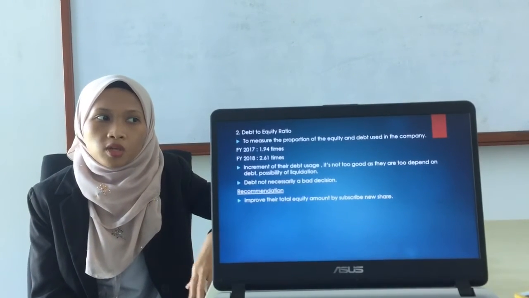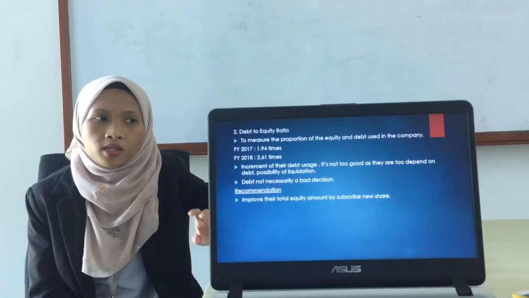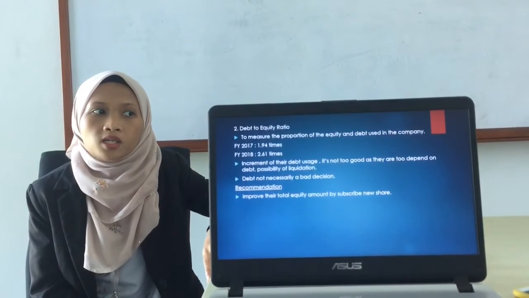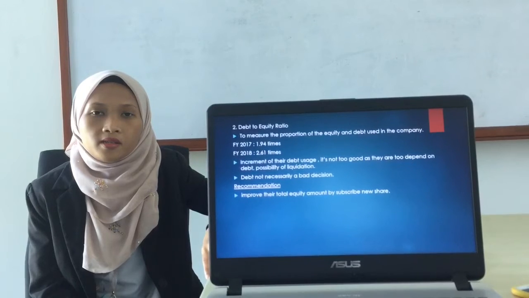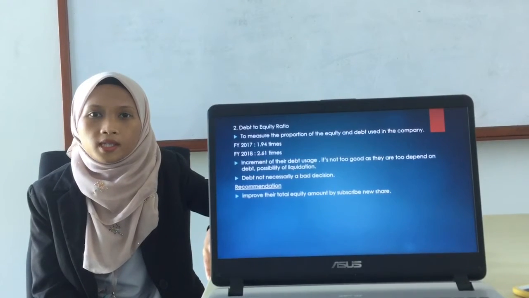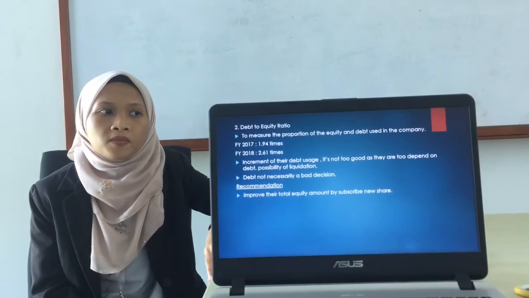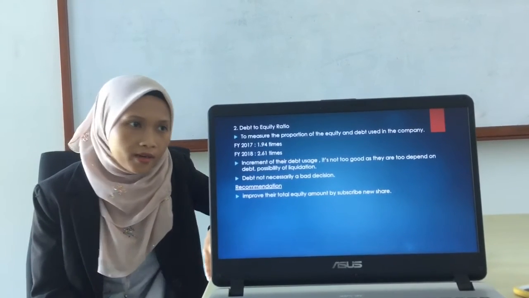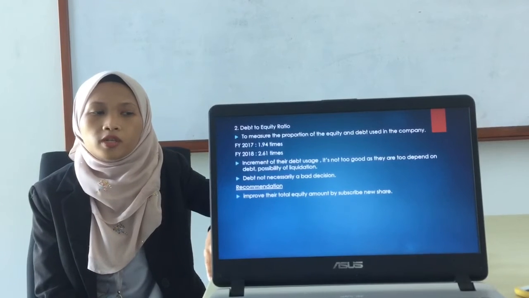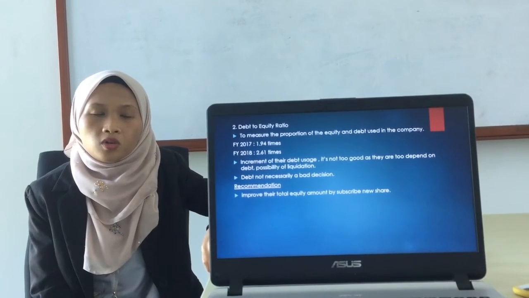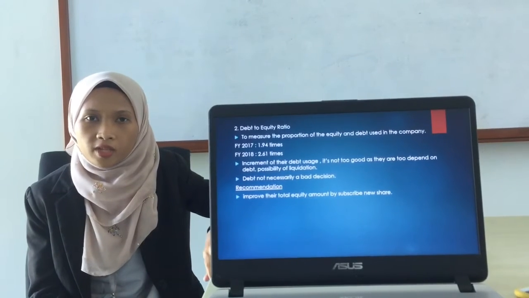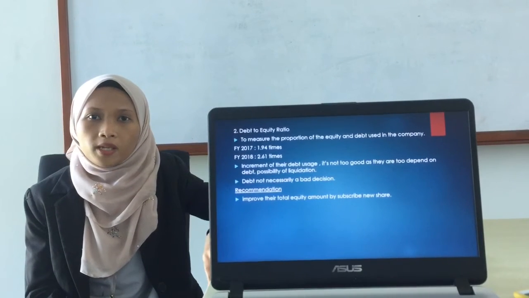Okay, for financial year 2017, it showed that they used debt compared to equity about 1.94 times. But for financial year 2018, they increased their debt usage compared to equity to 2.61 times. So there is an increment in their debt usage, but it's not too good as they depend too much on debt. When they depend too much on debt, there will be a possibility of liquidation if they fail to pay the debt.